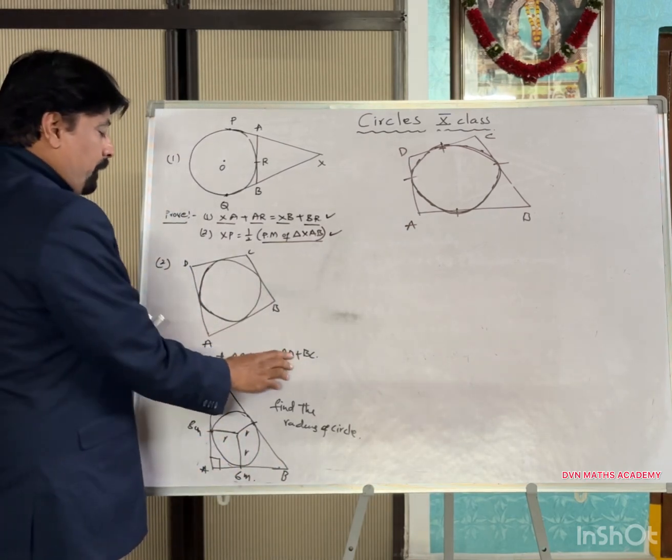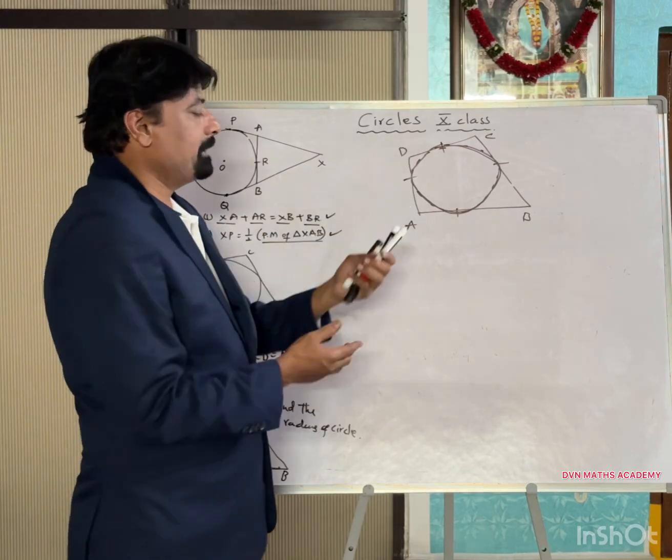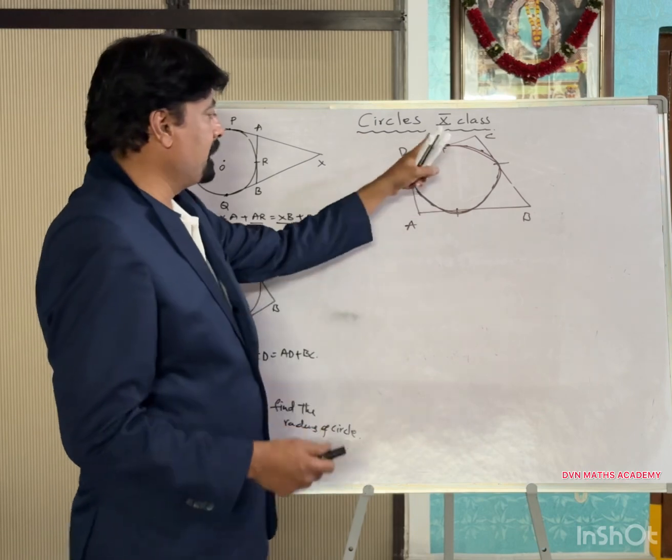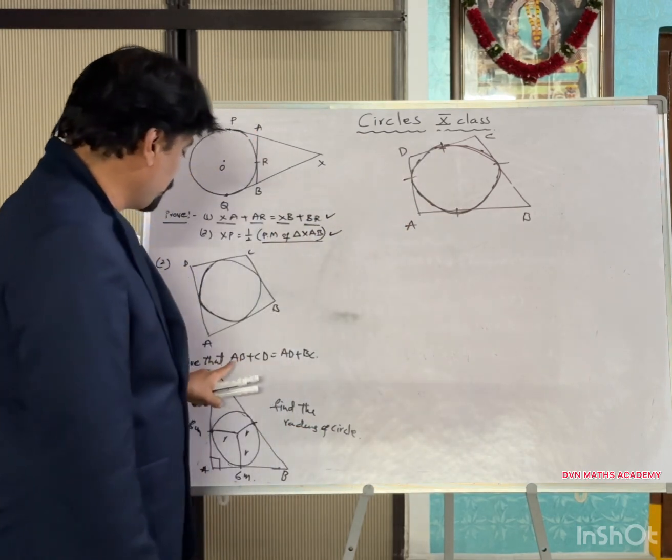If you observe carefully, sometimes the question will not be given like this. It may say: prove that the sum of opposite sides are equal. If a circle is inscribed in a quadrilateral, prove that the sum of opposite sides are equal. This is nothing but the same question.